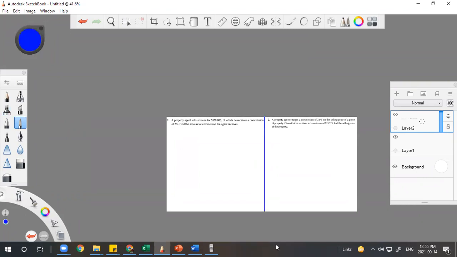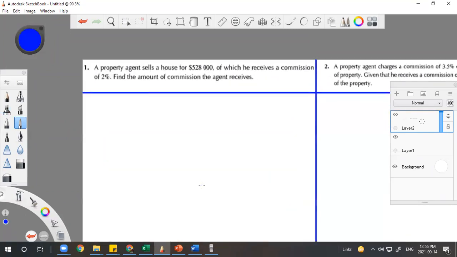So, guys, this is the last part. I'm asking for your total attention. Okay, please take your time to understand the logic. A property agent sells the house for 528,000. If you want to convert into rupiah, let's try.